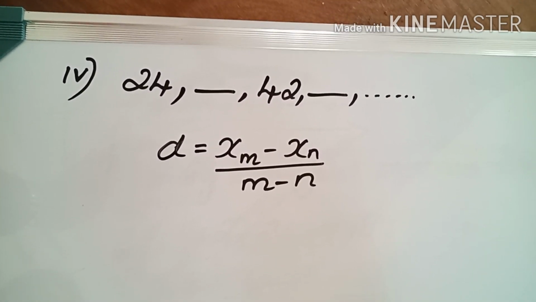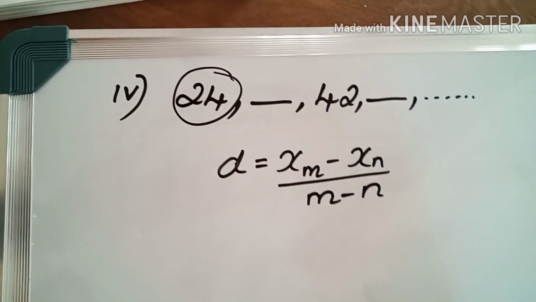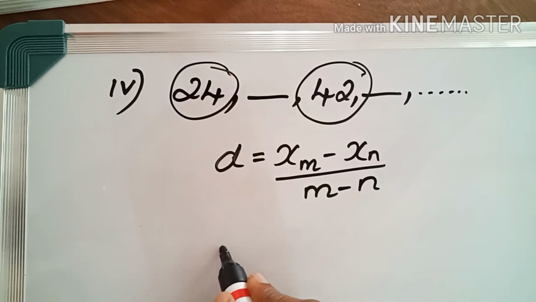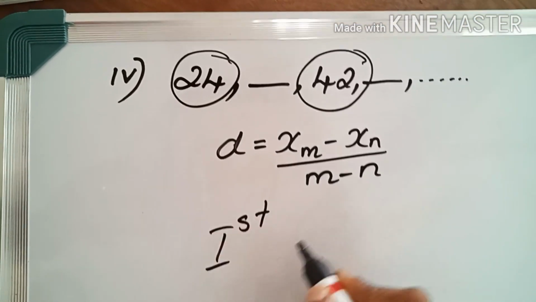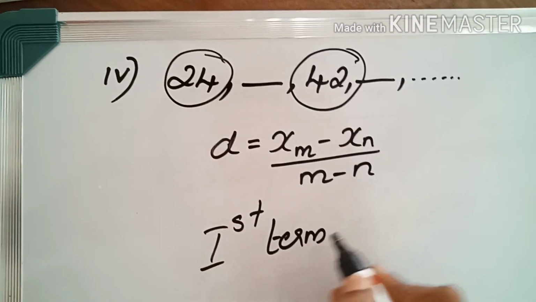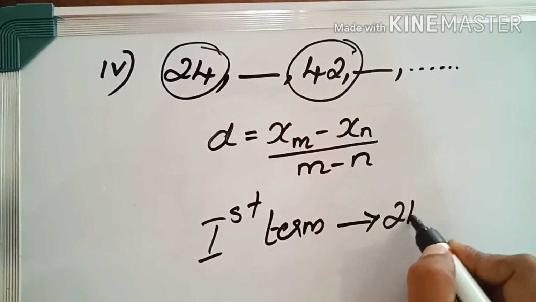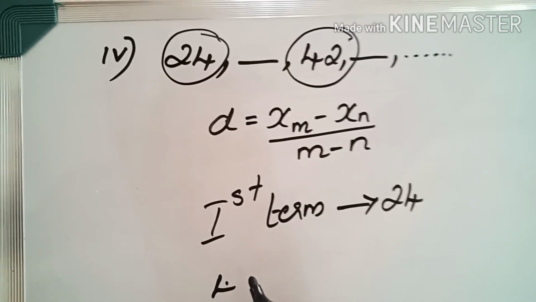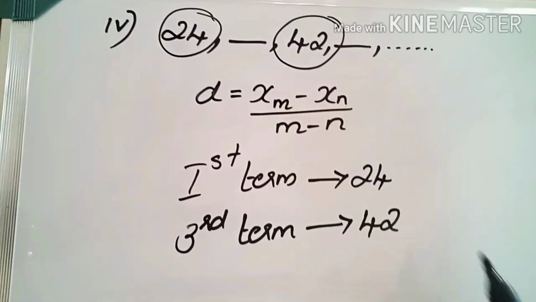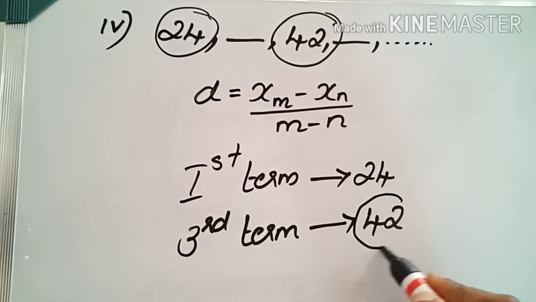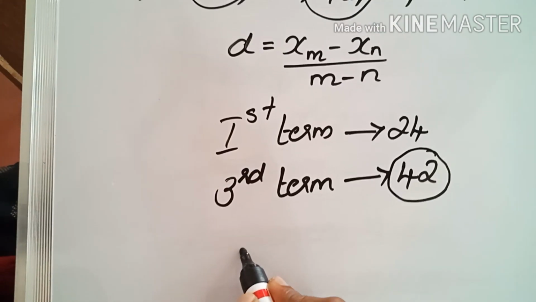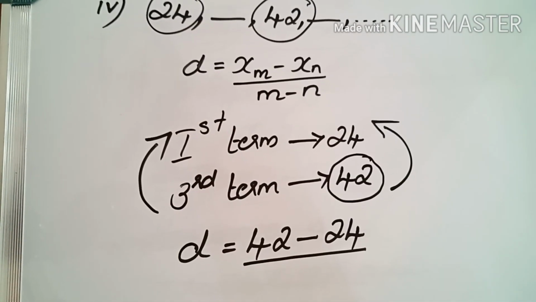So here the first term is given, that is 24, and the third term is 42. So we can write that like this. First term 24, third term 42, and write the equation. Then here common difference d equal to xm minus xn. xm is the term of the highest position. So the highest position is third here, so the term will be 42. So xm is 42. Then the next, the lowest position term, that is 24.